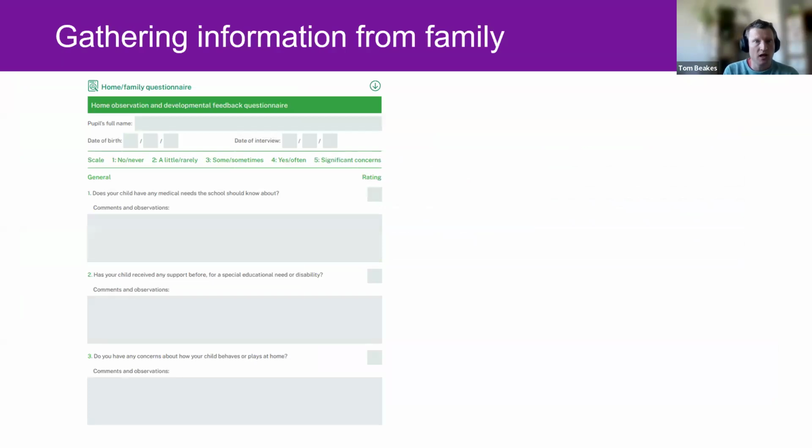We also have a form for gathering information from families. So this would support, again, the information, and basically the template here has a questionnaire which you could provide to parents. And again, it's designed to be edited and adapted, because some questions would need to be removed depending on the age of the student. And it also may be specific to the context of your school as well.